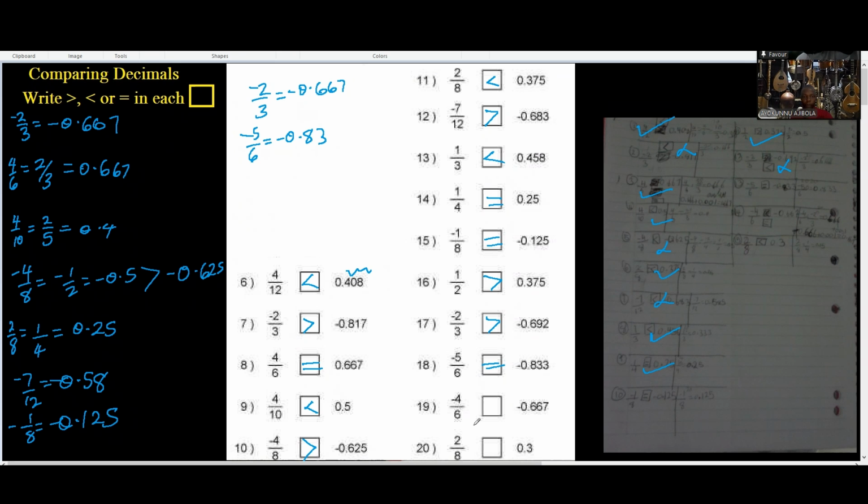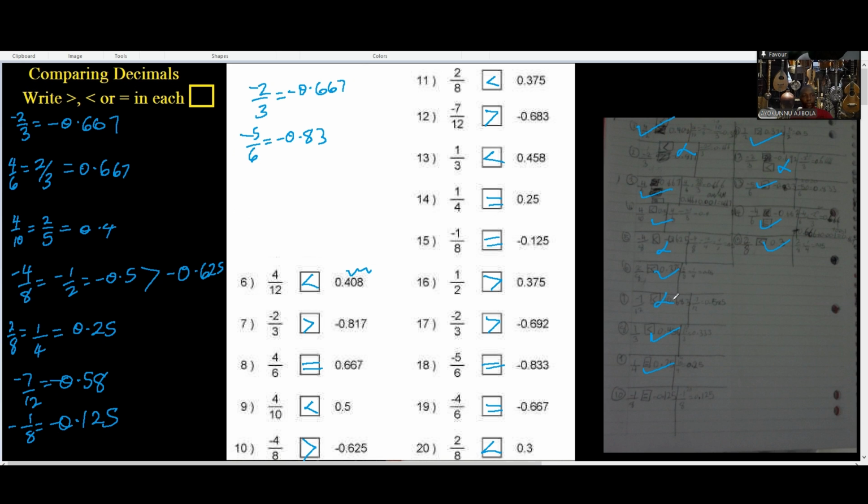Then this, minus 2 over 3. So this is also equal because it's 2 over 3. And this is 1 over 4, which is 0.25, and it's less than 0.3. So the only ones you missed are those negatives that are different values.